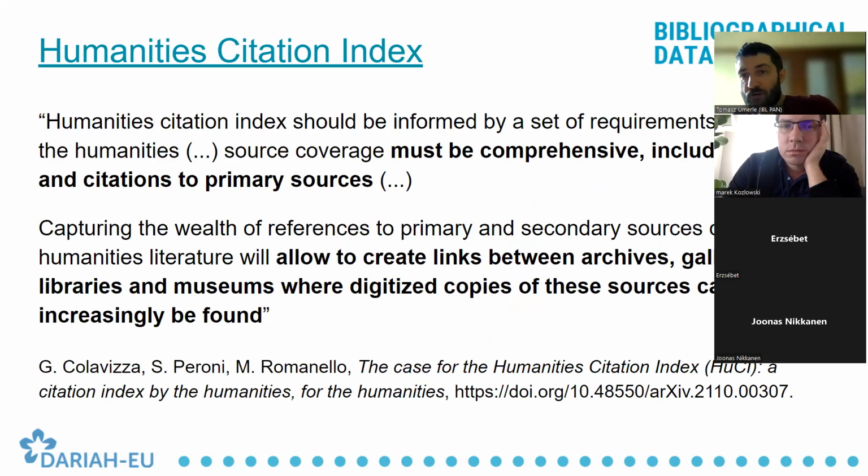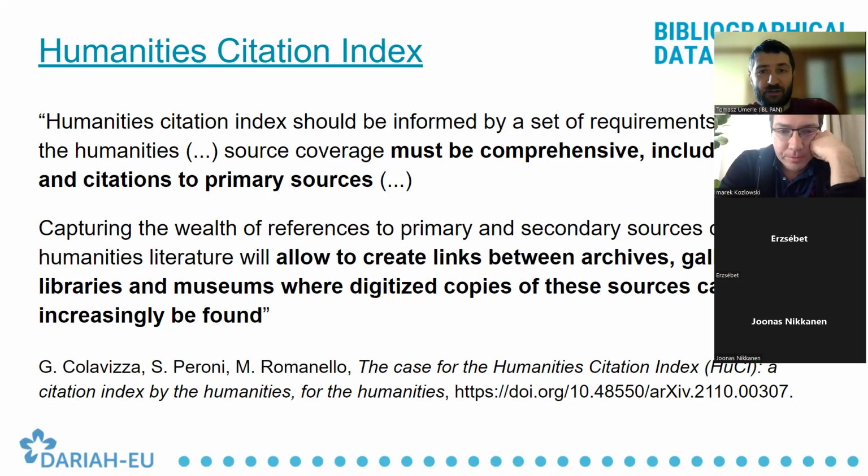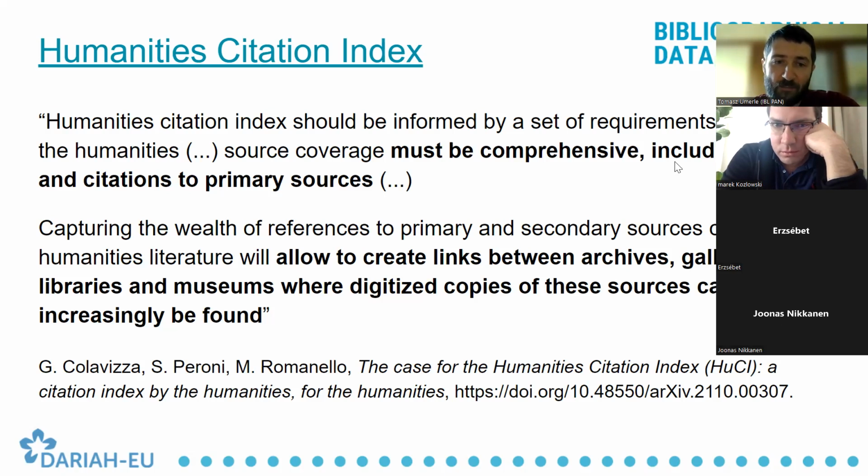So there are different initiatives right now that gain traction and that want to do more in this regard. They want to do more to understand research output, research publication in the humanities, and understand how they relate to cultural phenomena. One of them is Humanities Citation Index, which is a concept that has been advocated by Giovanni Colavita, Silvio Peroni, Matteo Romanello.